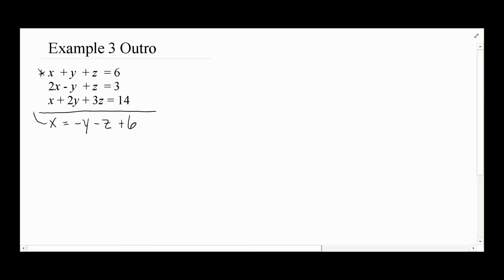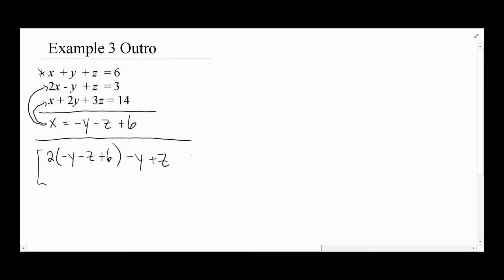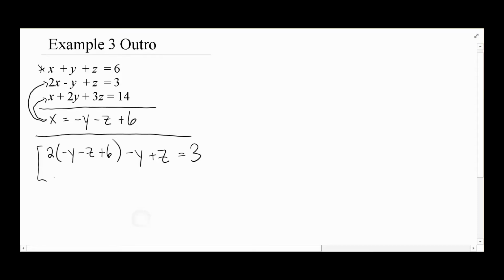Then in order to get 2 equations, 2 unknowns, we plug this into both of the other 2. So this is our 2 equation, 2 unknown part, where we're going to have 2 times (-y minus z plus 6) minus y plus z equals 3. Then in the other equation, we're going to have (negative y minus z plus 6) instead of the x, plus 2y plus 3z equals 14.